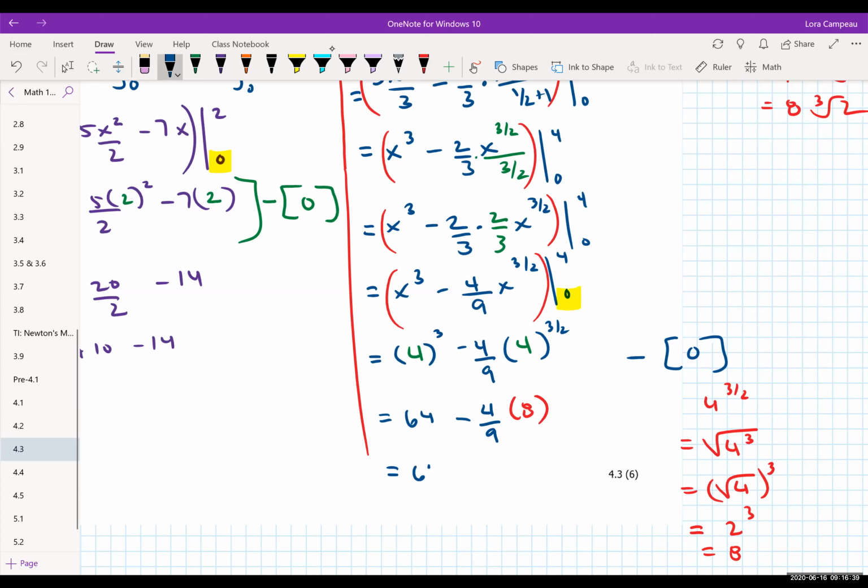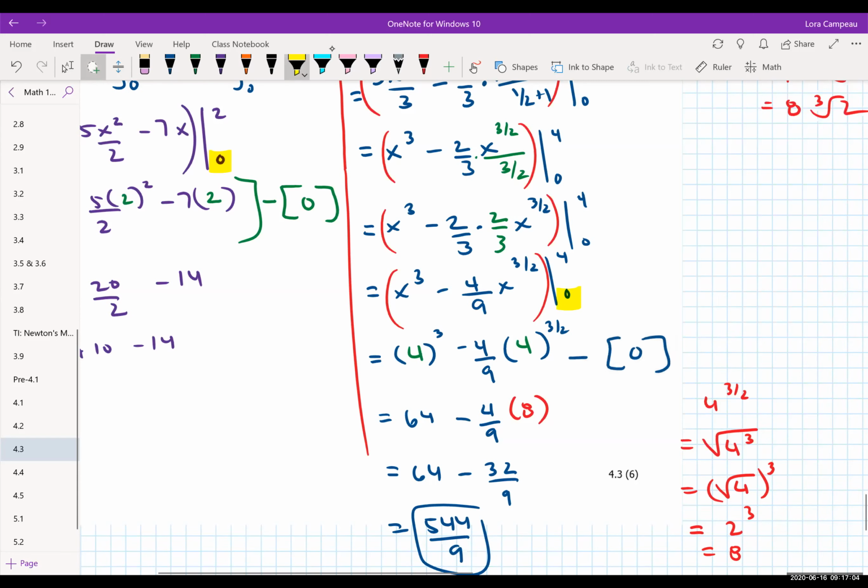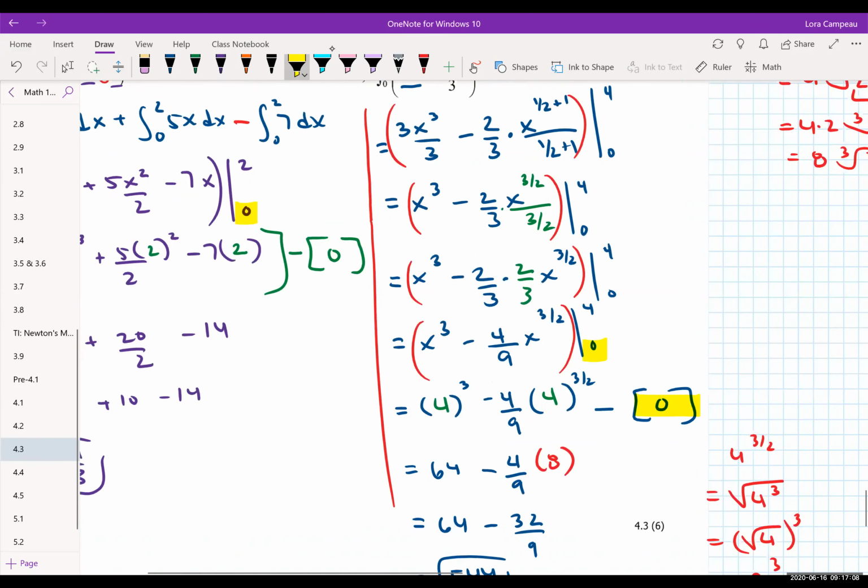So we should get 64 minus 32 over 9. And then from there, of course, use your fraction key. So I'm punching it in. I assume you're okay with that. And I'm getting something like 544 over 9. I'm getting the exact value. Again, remember, we had subtracted off 0. That's because the lower limit was 0. Don't get too used to it because sometimes the lower limit changes. So I just want to warn you.